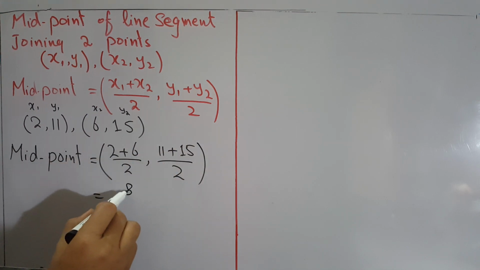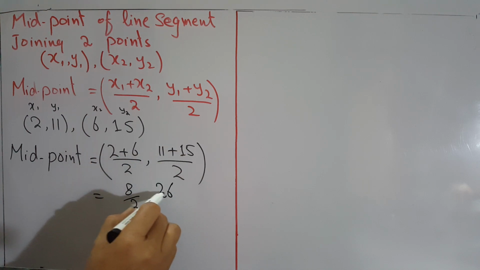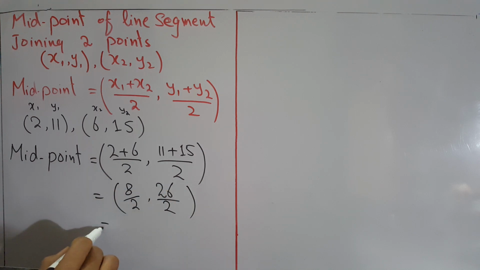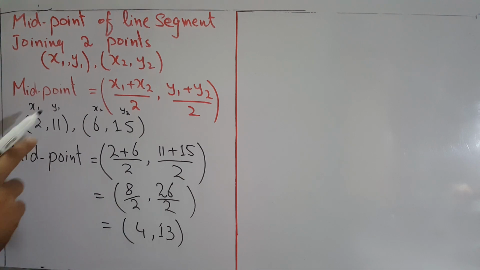So that gives us 8 divided by 2, and 26 divided by 2. You can divide 8 by 2, which gives you 4, and you can divide 26 by 2, which gives you 13. So that's the midpoint of the line that is joined by these 2 points.